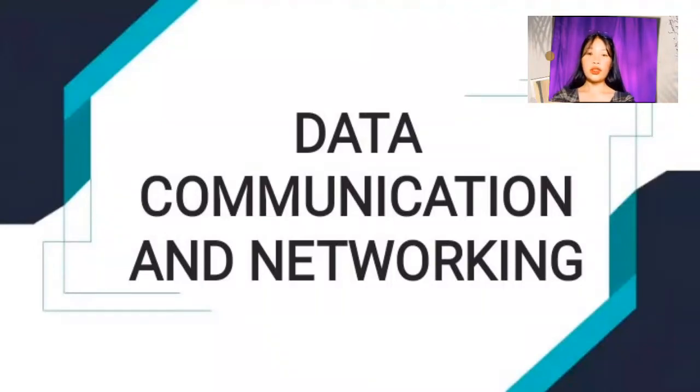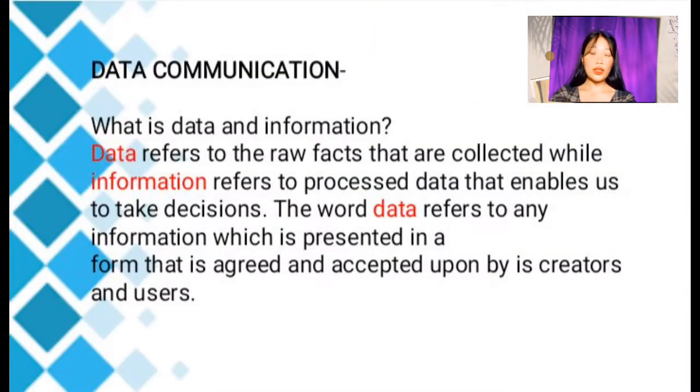Data communication and networking. What is data and information? Data refers to the raw facts that are collected, while information refers to processed data that enable us to take decisions. The raw data refers to any information which is presented in a form that is agreed and accepted upon by its creator and user.